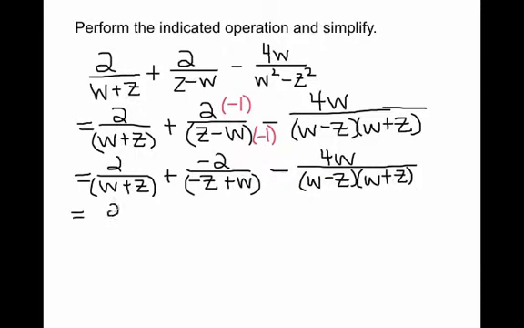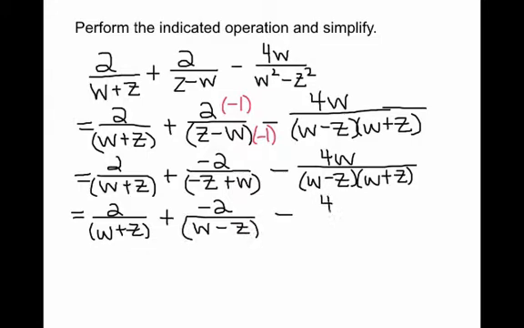And in the next step, all we're going to do is rewrite that denominator of the second fraction. The numerator stays the same as -2, but we're going to switch the order of adding. So we're going to get w plus -z, but that's the same thing as w minus z. And our last fraction stays the same, 4w divided by w minus z times w plus z. So our common denominator for this problem is going to be w plus z times w minus z.